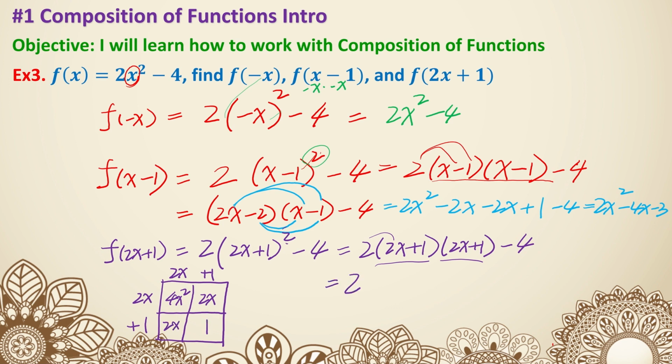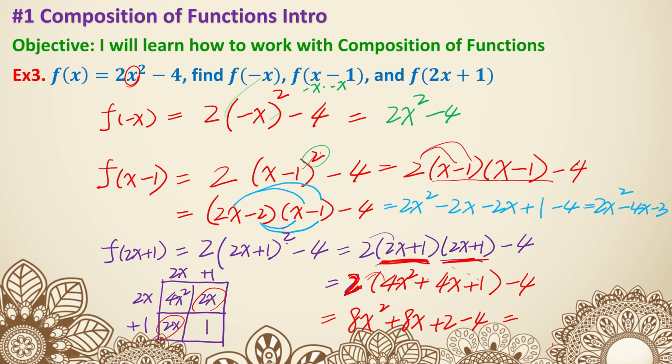So the 2, remember, the 2 has to stay there because we didn't include it. This 2 has to stay in the front. We have only dealt with the 2x plus 1 times the 2x plus 1, which becomes 4x squared plus 2x and 2x together is a 4x, and then a 1 on the end. But don't forget, you have a minus 4 on the end. So now we can actually distribute in the 2, which is going to become 8x squared plus 8x plus 2 minus 4. Simplifies to be 8x squared plus 8x minus 2. That's example 3.